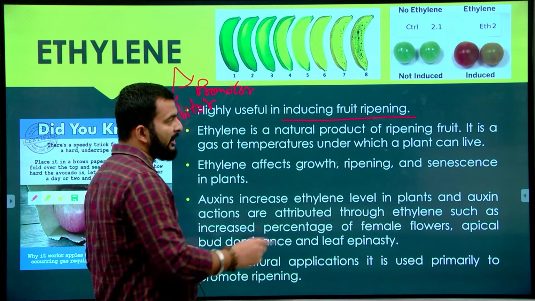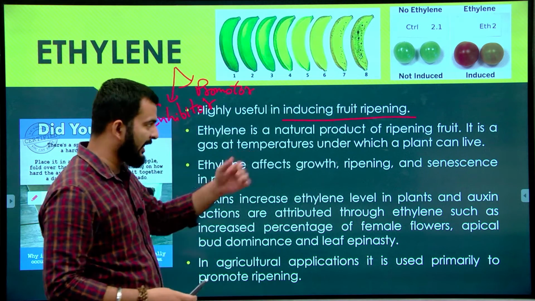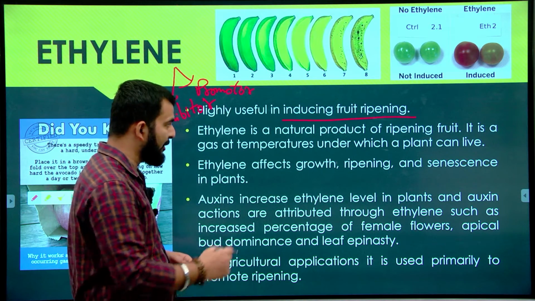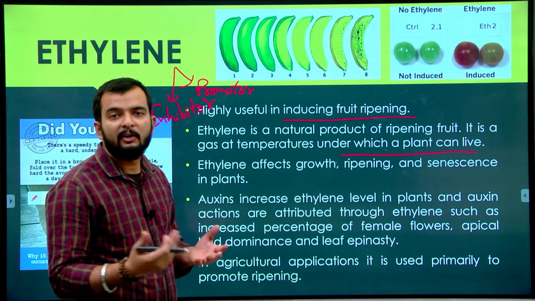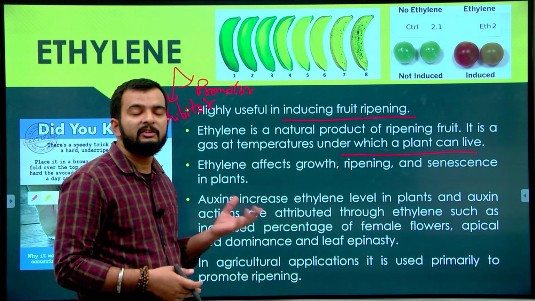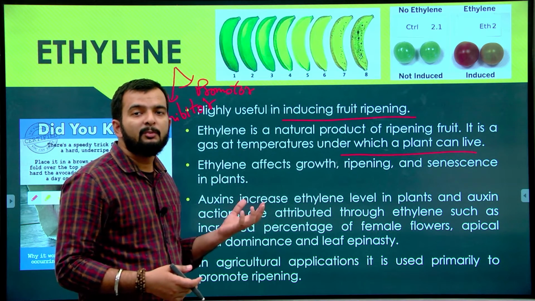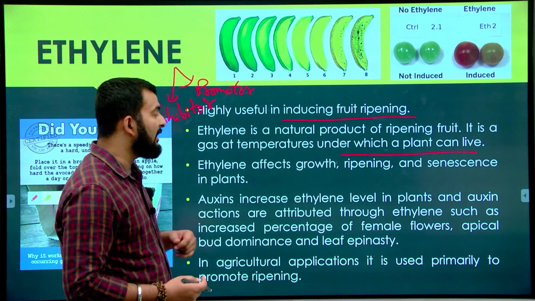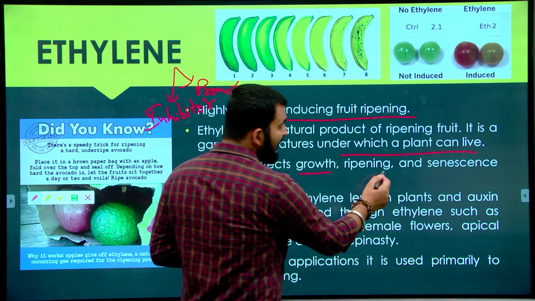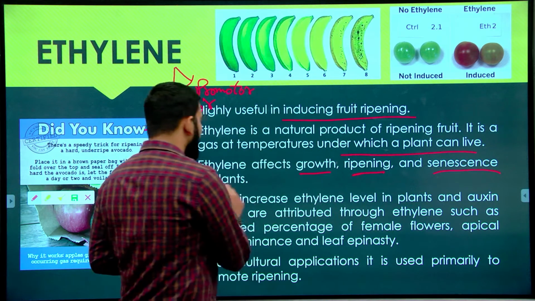Ethylene is a natural product of ripening fruit. It is a gas at temperatures under which a plant can live. So, at normal temperature, or at temperatures in which a plant survives, ethylene is mostly present in the form of a gas. Okay. So, ethylene affects growth, ripening and senescence in plants.